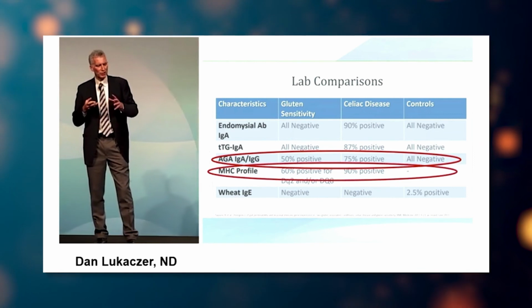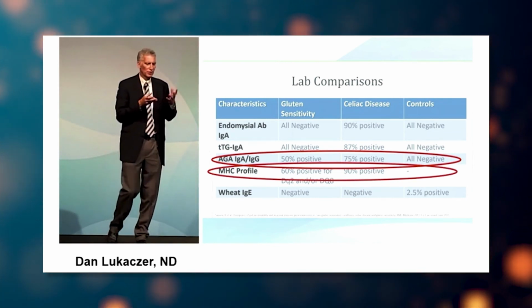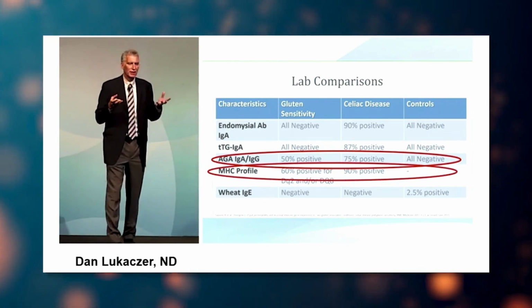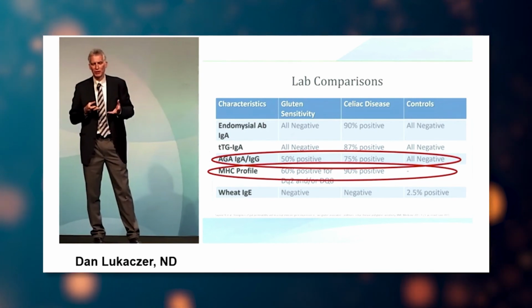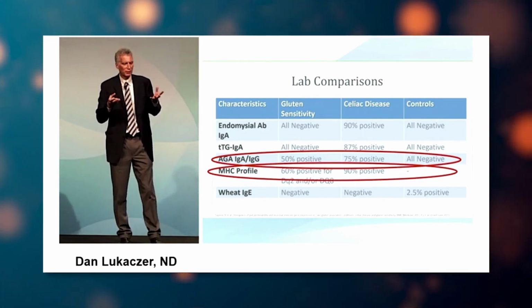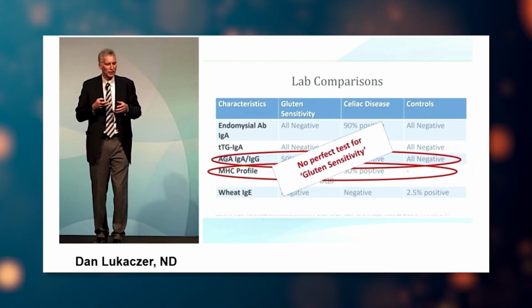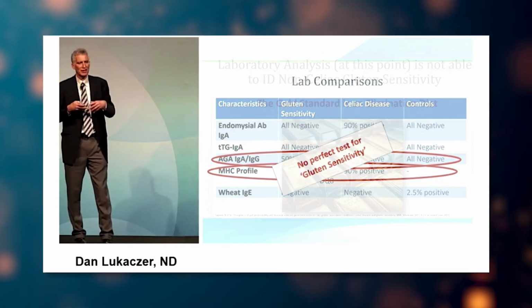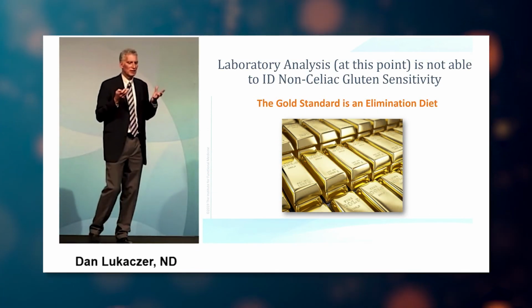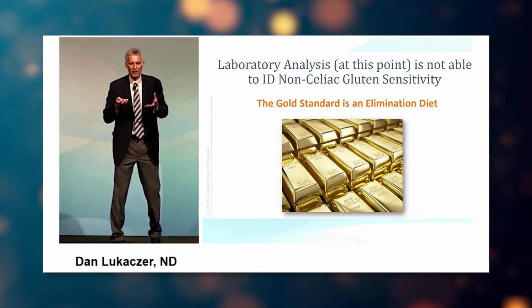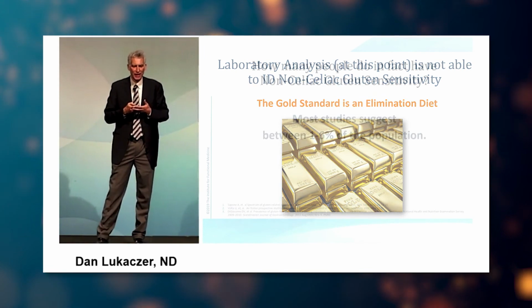And there's also a trend, or there's a higher number of individuals that are DQ2, DQ8, but it doesn't really tell you that if they're negative for DQ2, DQ8, it doesn't mean they don't have non-celiac gluten sensitivity. So there's no perfect test for gluten sensitivity. The gold standard is an elimination diet that we'll talk about this afternoon.